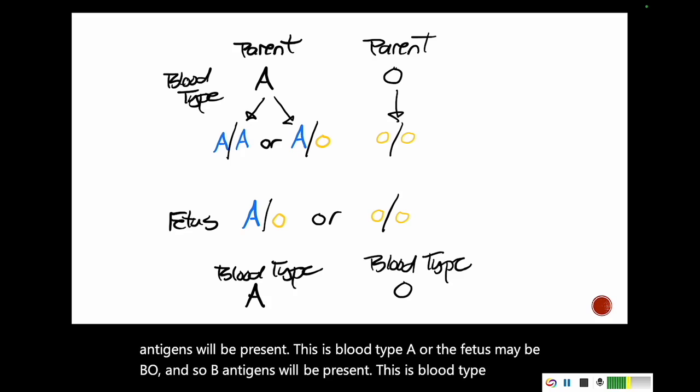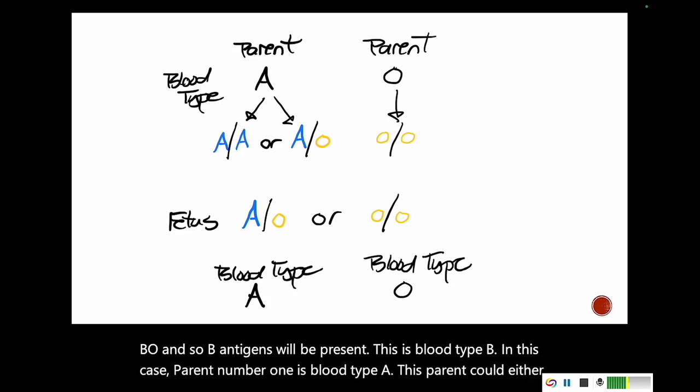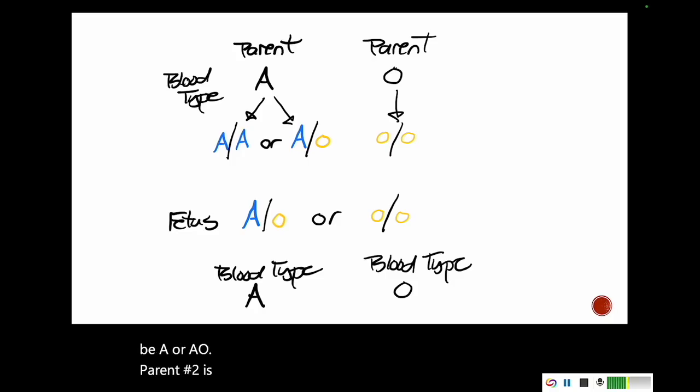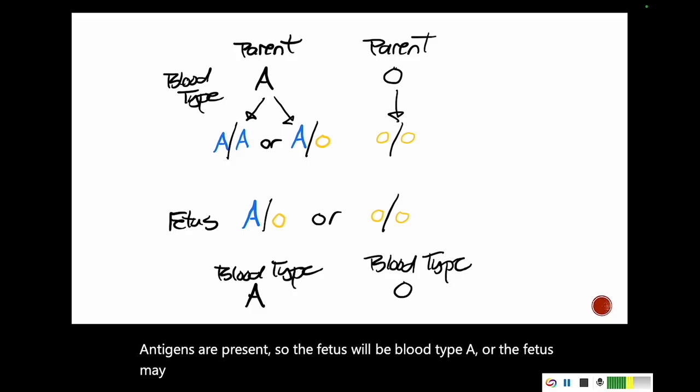In this case, parent number 1 is blood type A. This parent could either be AA or AO. Parent number 2 is O, and therefore must be OO. Their fetus may be AO. A antigens are present, so the fetus will be blood type A, or the fetus may be OO, so no antigens are present, which would be blood type O.